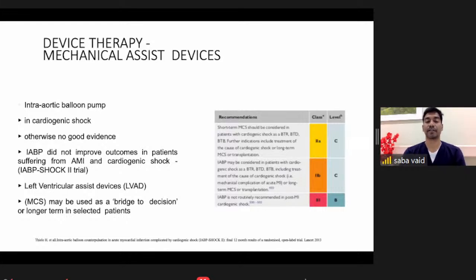And then left ventricular assist devices, mostly as temporary devices or a bridge to transplant. Whereas these patients have a permanent heart failure, end-stage heart failure, they have to be transplanted. And during the waiting time, they can have a left ventricular or a right ventricular assist device.